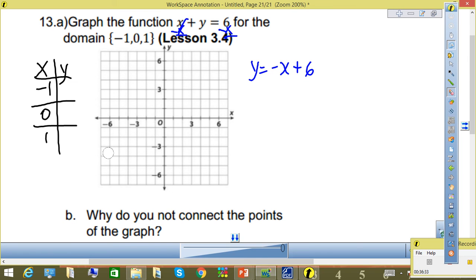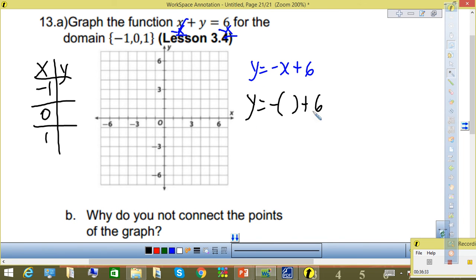All right, so we substitute those values in here, which means y equals negative parentheses plus 6. What's my first value? Negative 1, so it goes in here. Negative 1 times negative, that's a positive 1 plus 6, that's 7. If I substitute 0 in here, we're left with 6. If I substitute 1 in here, we're left with 5.